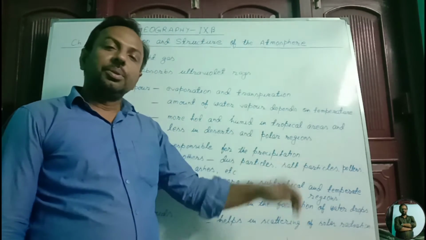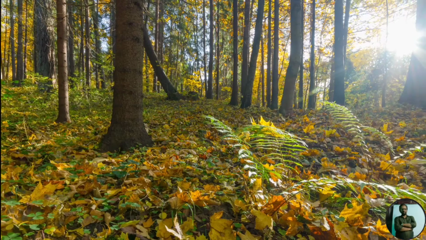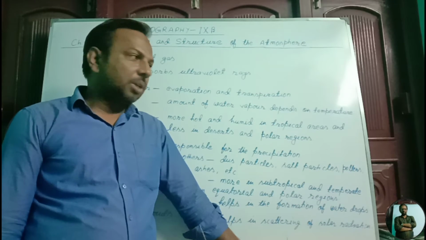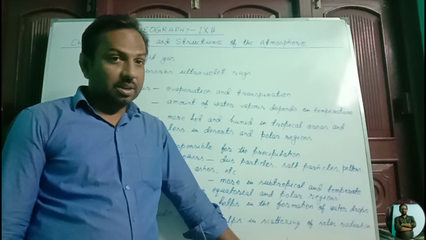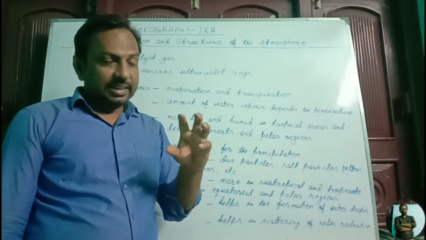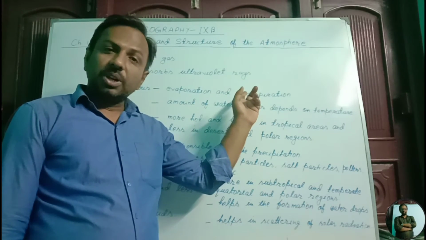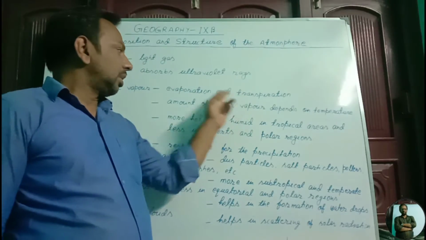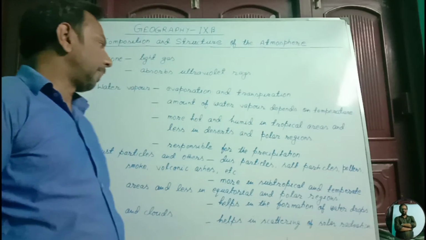And transpiration: the water of plants and trees is released through stomata to the atmosphere in the form of water vapor. So these two processes are the sources of the water vapor that is present in the atmosphere.